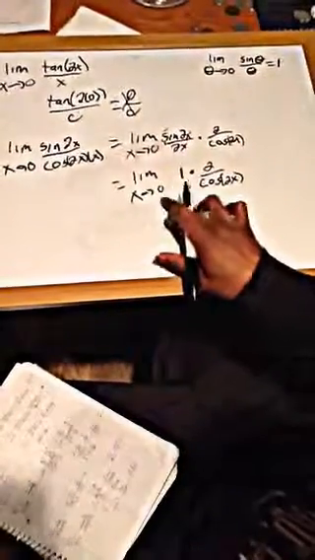Right now we have 2x over 2x, so we're good. All of this would equal 1 times 2 over cosine 2x. Then we bring this down, limit as x approaches 0. Then plug in 0 for x. It would be 1 times 2 over cosine 2 times 0, which would be 2 over 1, which equals 2.